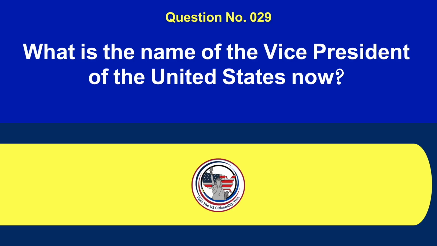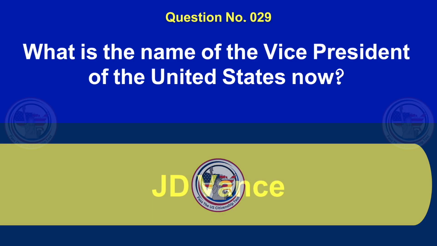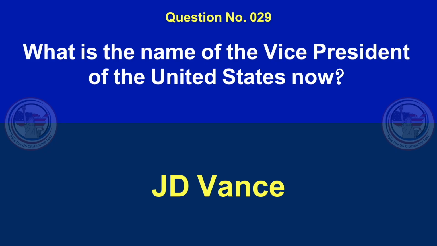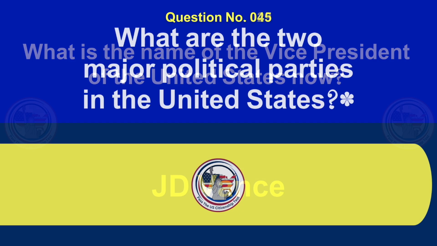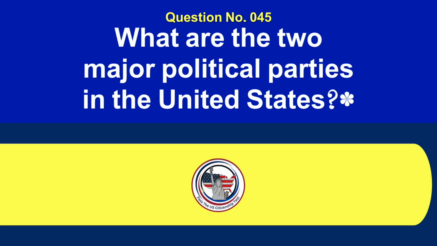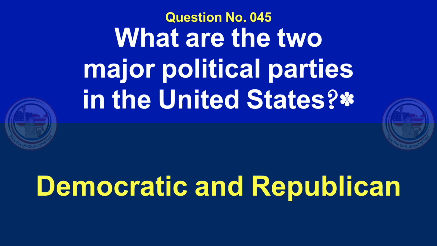What is the name of the Vice President of the United States now? J.D. Vance. What are the two major political parties in the United States? Democratic and Republican.